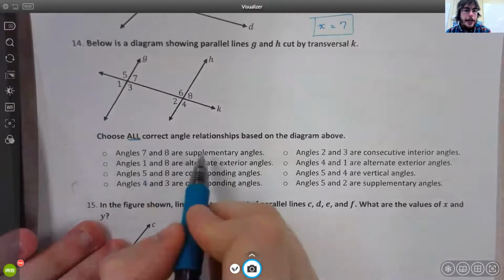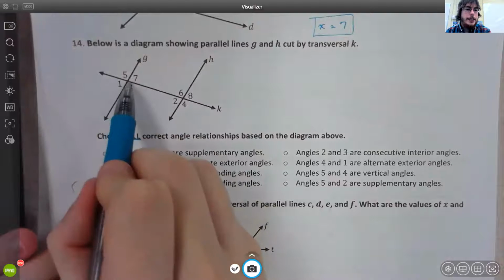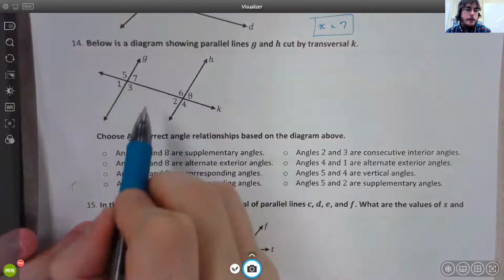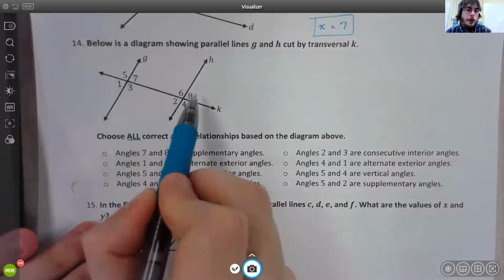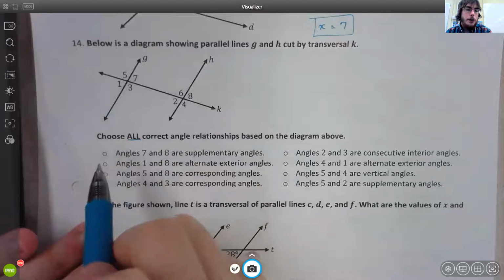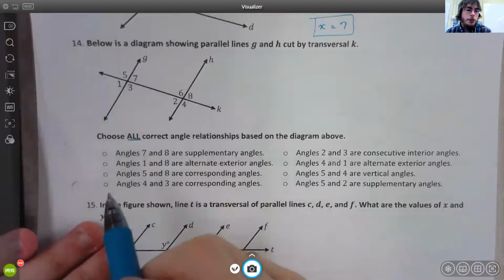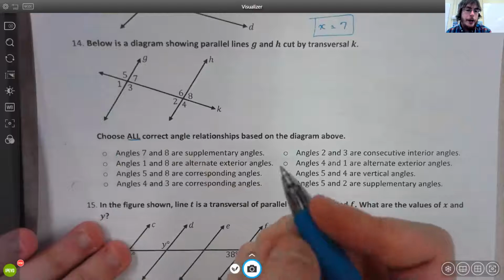So angles 7 and 8 are supplementary angles. Well, if we look at 7 and 8, 7 and 8 are corresponding angles. But corresponding angles are congruent, not supplementary. So we know the first one can't be correct.